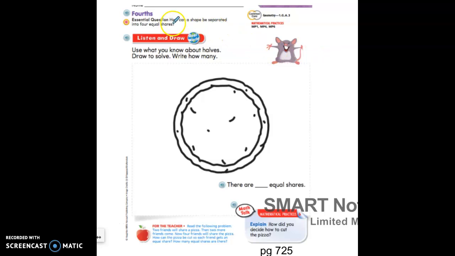Our essential question is, how can a shape be separated into four equal shares? Use what you know about halves. Draw to solve. Write how many. It says, two friends will share a pizza. So I want to draw to show sharing pizza in two equal parts.